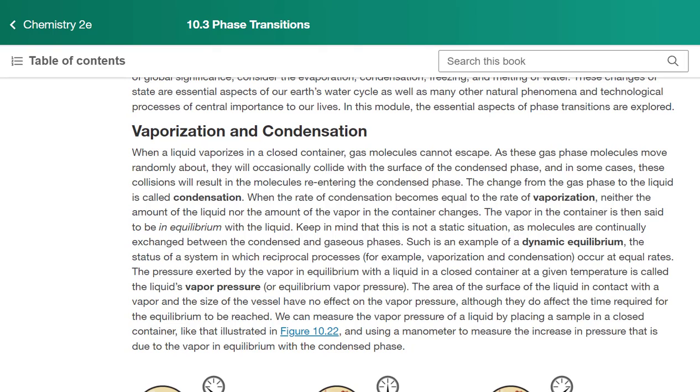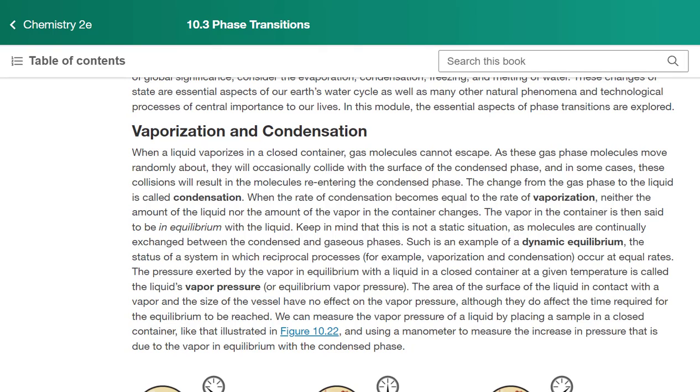The reverse process is called vaporization. So this is when a liquid turns into a gas. Now there's one thing we have to consider with this particular set of transitions, and it's actually true for all of them, but this is the one where it comes up the most in terms of how it's applied. And that is the idea that we have something called a dynamic equilibrium going on here with these phase changes.